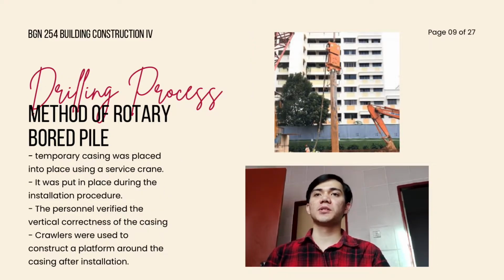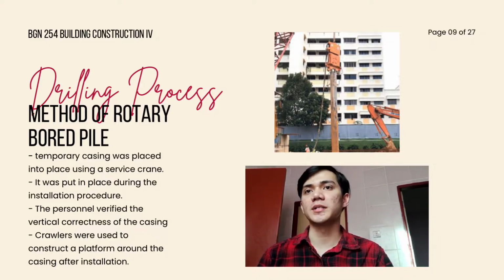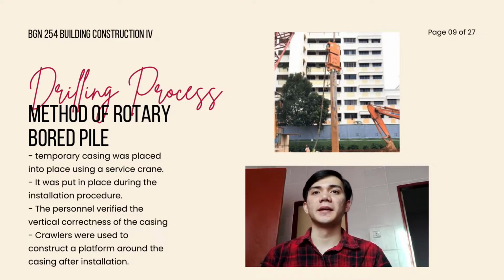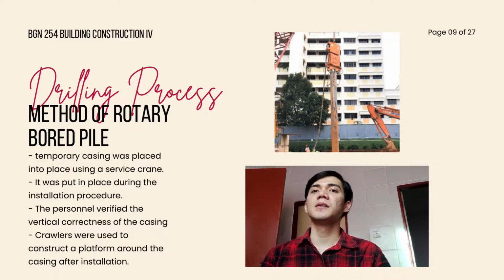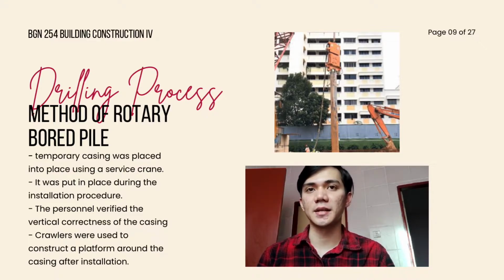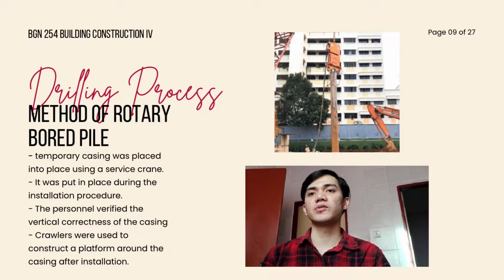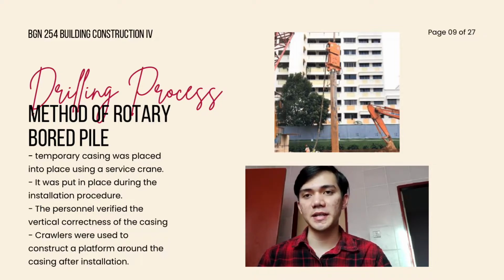In order to stop soft soil from entering the drill hole, a temporary casing was placed using a service crane. The casing was put in place during the installation procedure using a vibro hammer. During the installation procedure, the personnel verified the vertical correctness of the casings. Crawlers were used to construct a platform around the casing after installation.